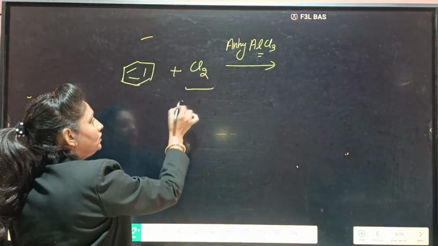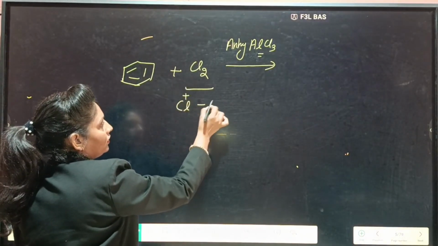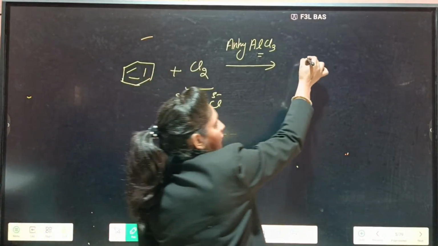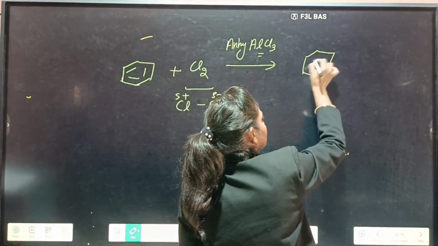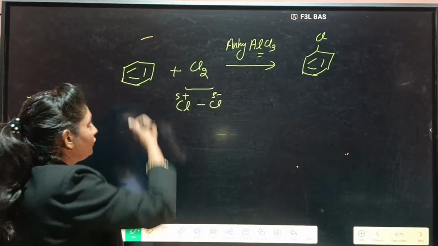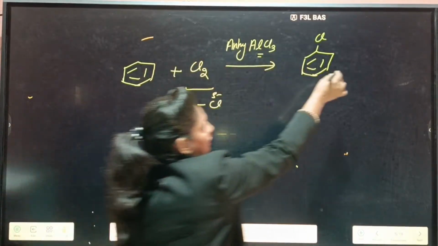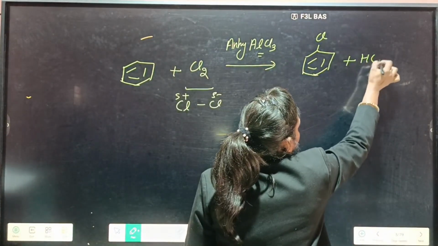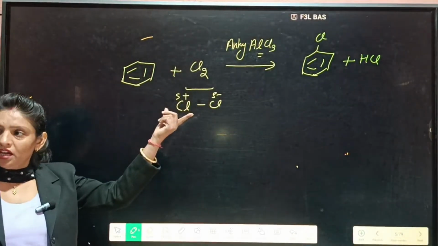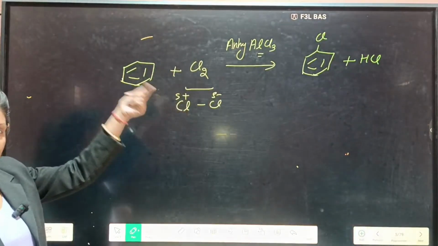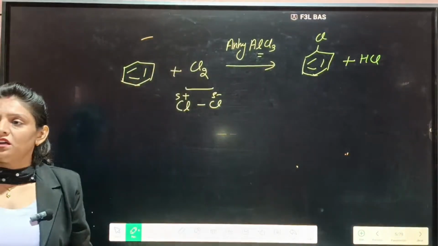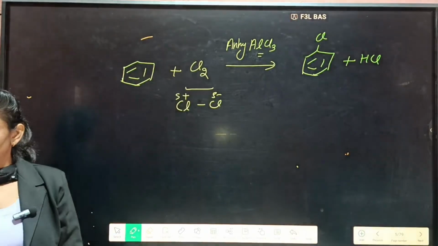So here the chloronium ion is replacing, it is substituting hydrogen, and from here H plus and Cl negative, removal of hydrogen chloride takes place. Is this reaction clear or not? Here substitution takes place, and substitution of which? Electrophile. That's why it is known as the electrophilic substitution reaction.